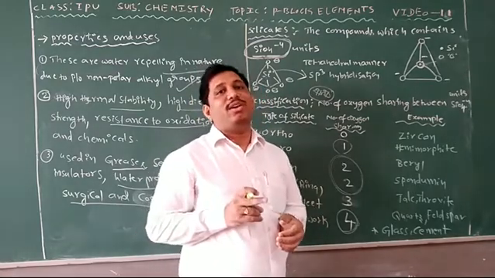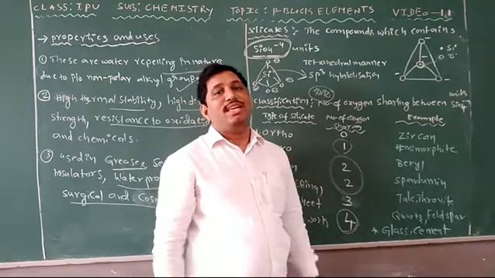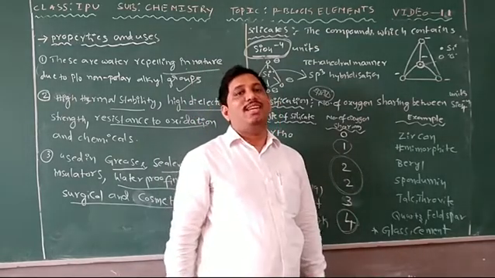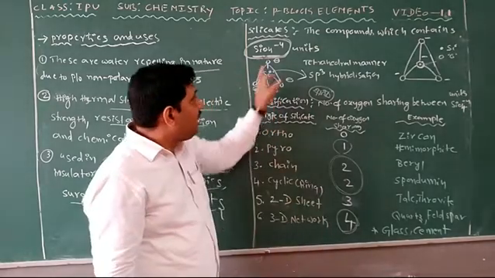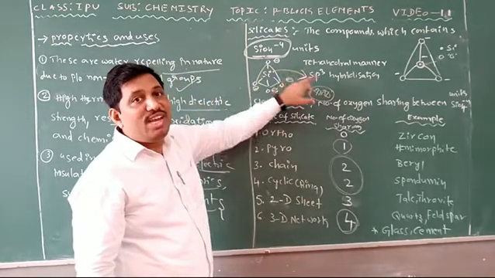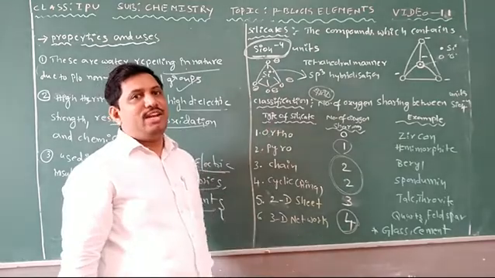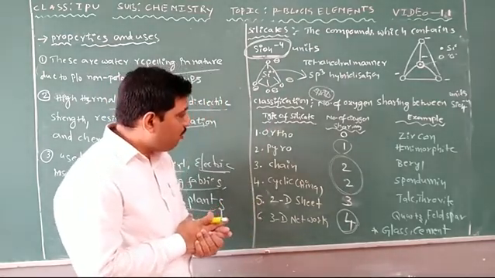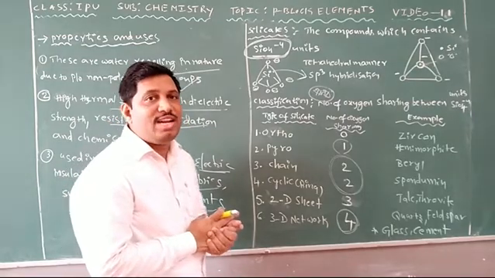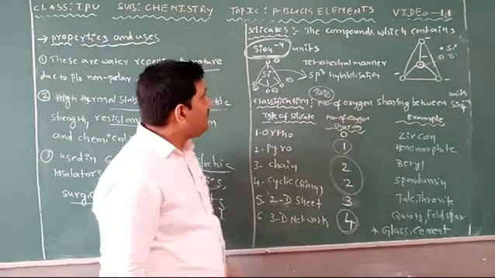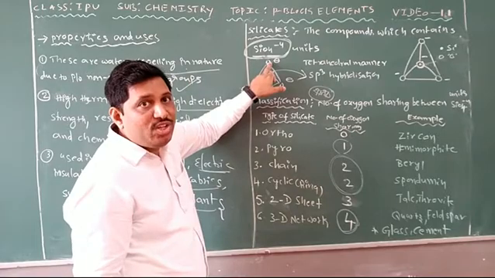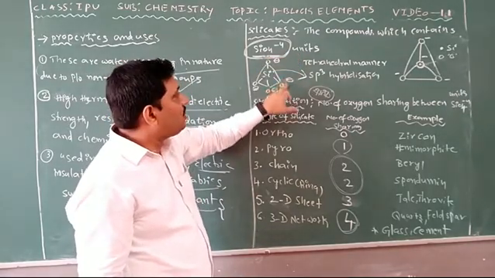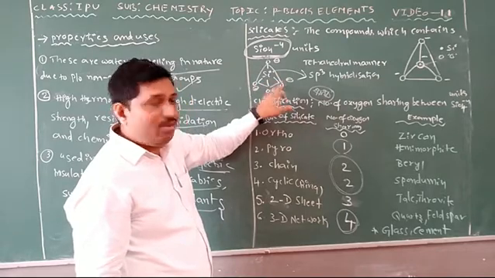From a competitive point of view also: which of the following is an example of a man-made silicate? Glass and cement. Here all the oxygen atoms are shared between the two silicate units. Clear, students? Once again I will repeat the classification of silicates: ortho, pyro, chain, cyclic, two-dimensional, three-dimensional silicates.